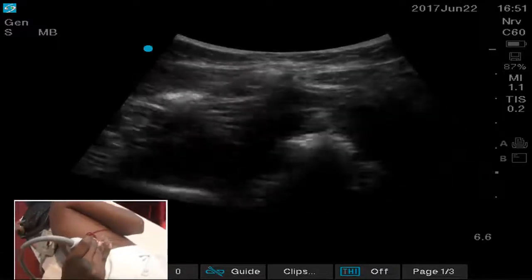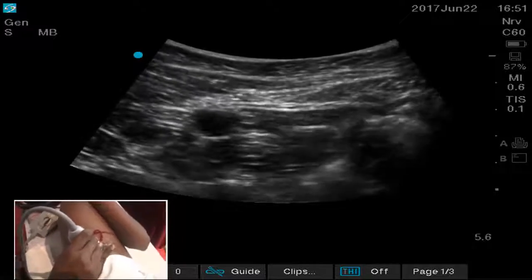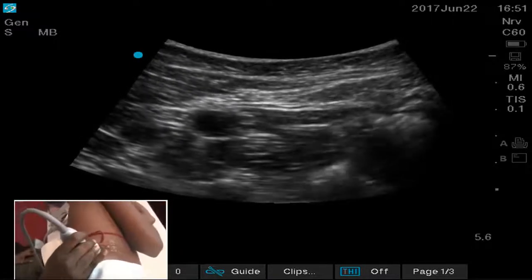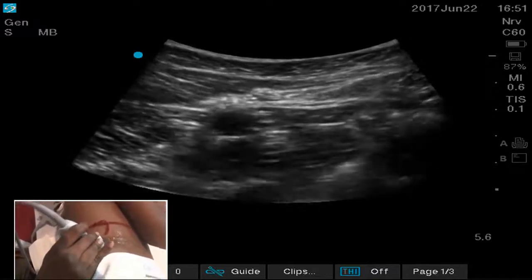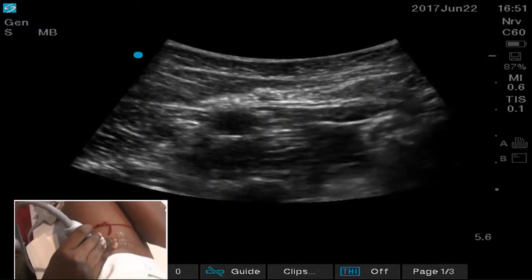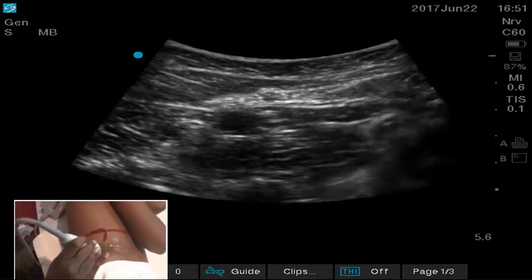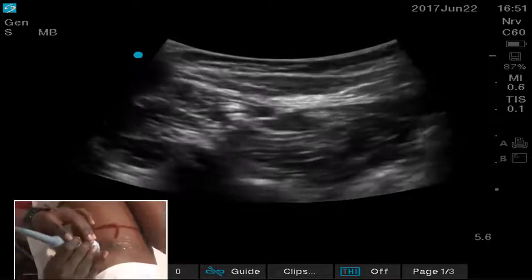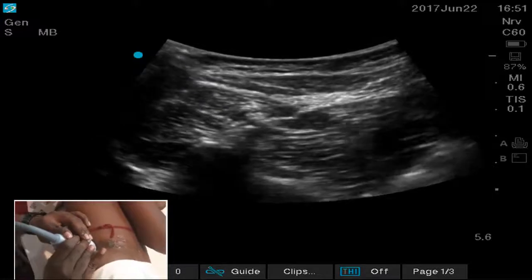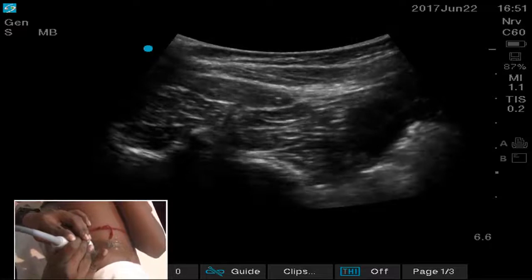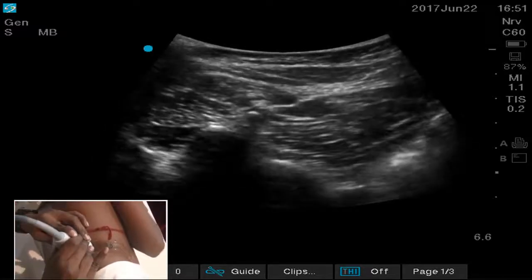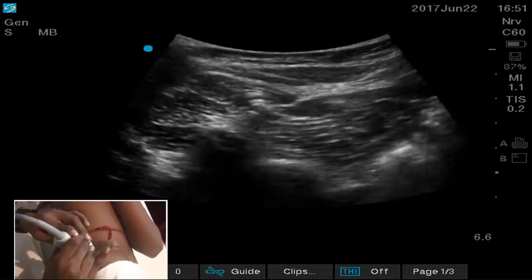Reduce the depth. So now you can see the peritoneal structures are moving. Just above it, the flat dark muscle with a hyperechoic line is the quadratus lumborum. When you go even more proximally, increase the depth. So this is the transverse process, and this is the, can you freeze it?